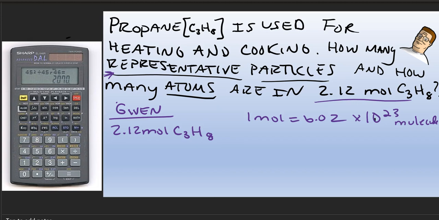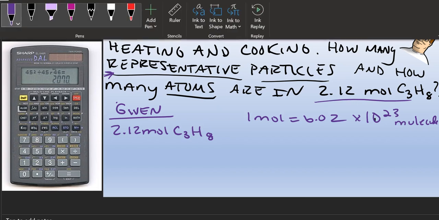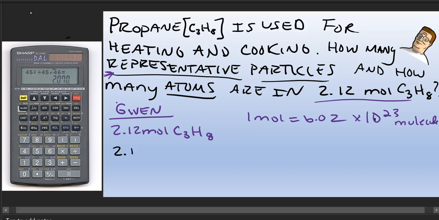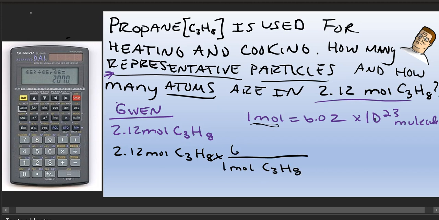In this case, we want particles. We're given moles. So if you start with 2.12 moles propane, you always set your conversion factors up so that the thing that you're trying to cancel is opposite from itself. So we want 1 mole of propane on the bottom, 6.02 times 10 to the 23rd C3H8 molecules. Moles of propane cancel out.